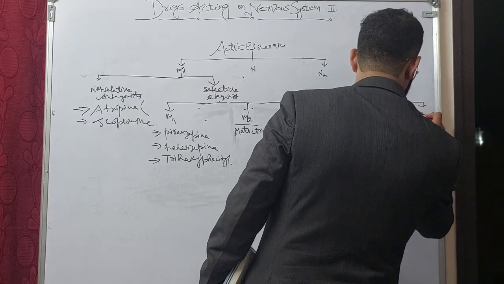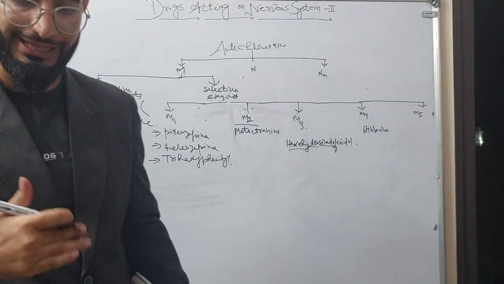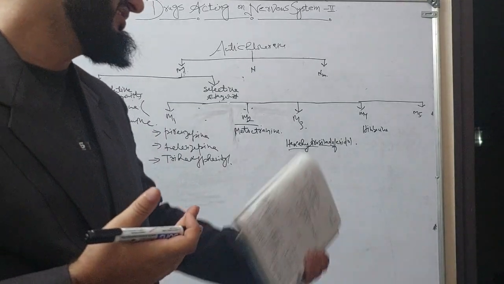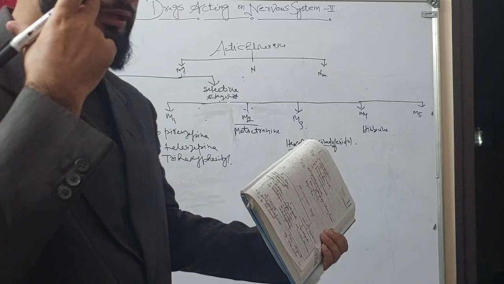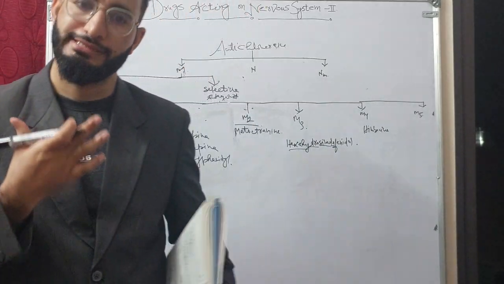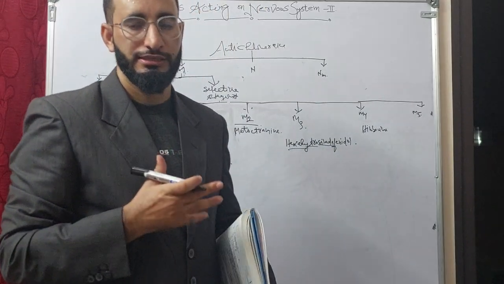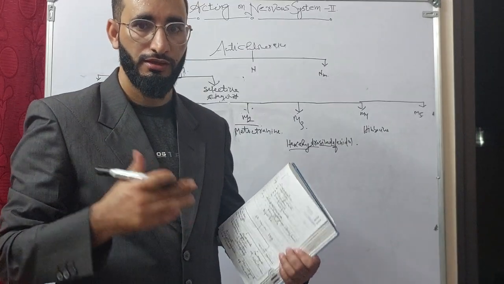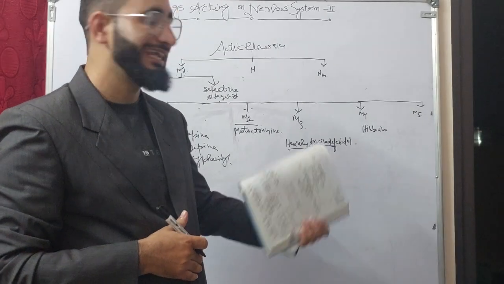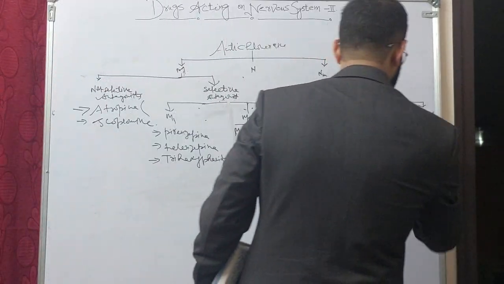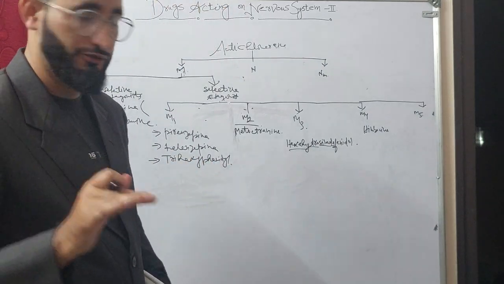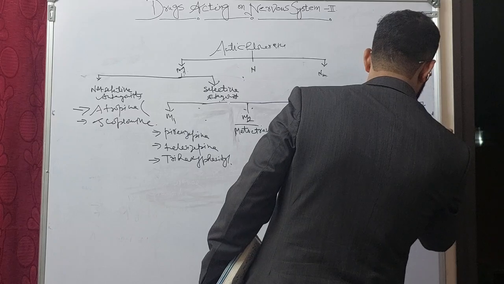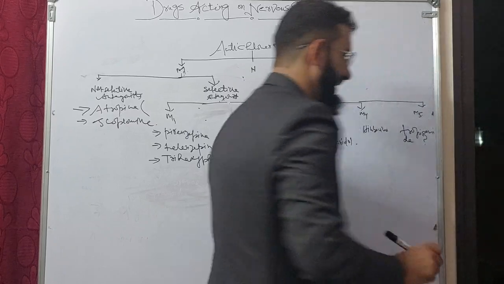M5. Till now we don't have any selective M5 receptor antagonist, but tropicamide is still under development. Tropicamide has shown some selectivity on the M5 receptor. Still, it's not clear, but some of the literature has shown that tropicamide is showing selectivity for M5. Okay, tropicamide. Still, I will put a question mark here.